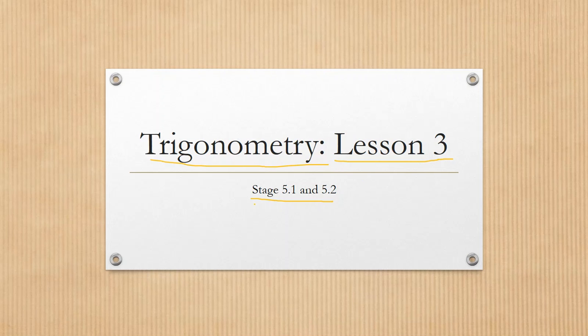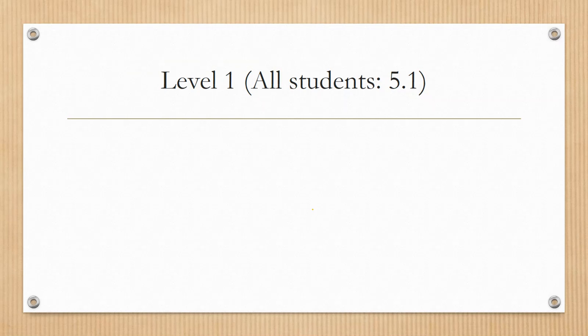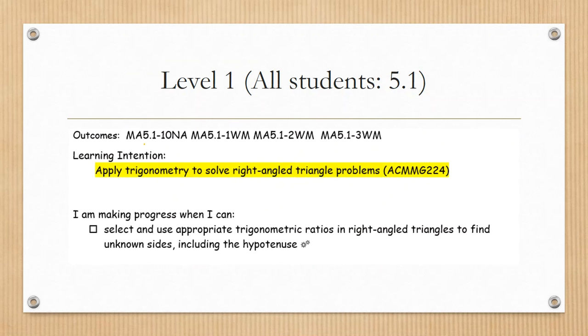Today's lesson involves stage 5.2 and 5.1 work. First of all, the learning intention for 5.1 is to apply trigonometry to solve right angle triangle problems. And we're going to select and use appropriate trig ratios in right angle triangles to find unknown sides, including the hypotenuse. Lesson 4 will look at angles.